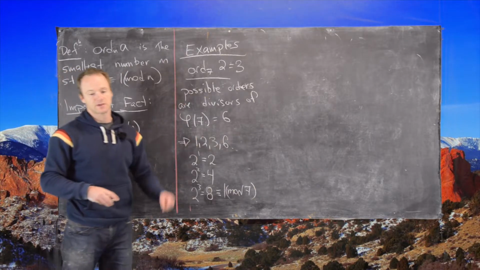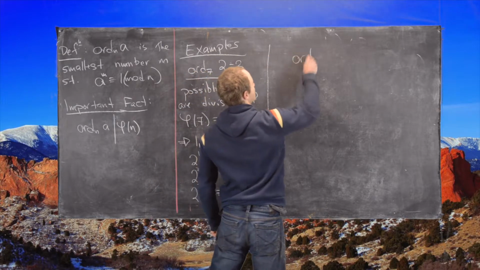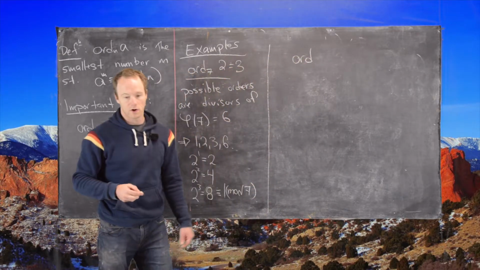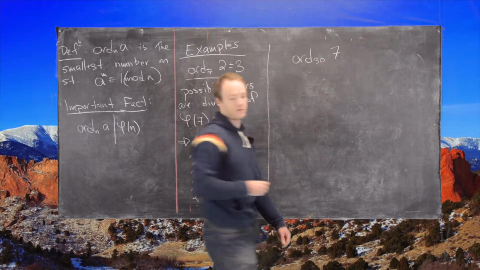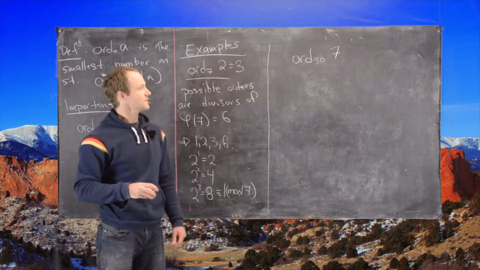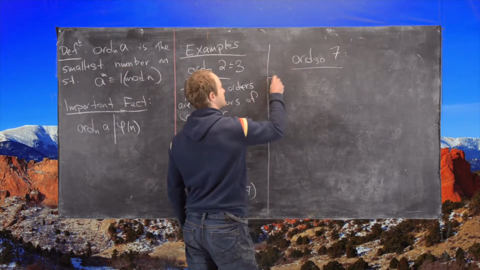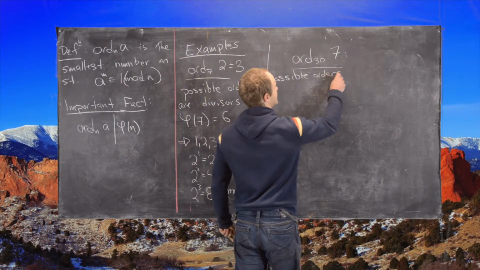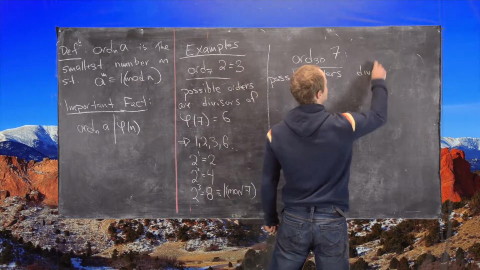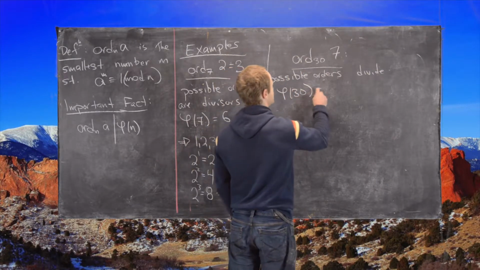Okay, good. So let's do another example. So let's calculate, in this case, the order mod 30 of 7. Okay, good. So our possible orders, we're going to do the same thing. The possible orders must divide phi of 30.